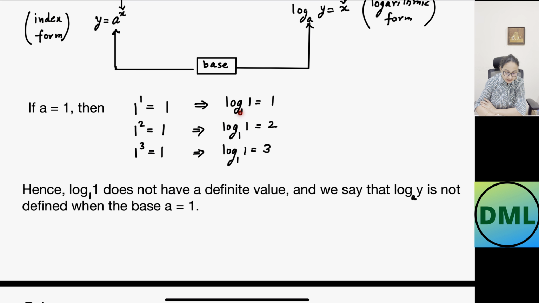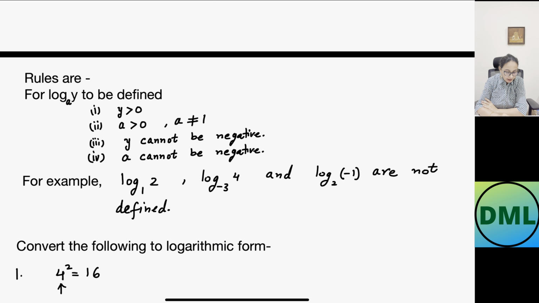In that case, when the base is 1, we can't define the answer because we can get different answers for that logarithm. Let's understand the rules of the logarithm. For log base a of y to be defined, y should be greater than 0. This inside value should be greater than 0. a should be greater than 0 and cannot be equal to 1. a, the base of the logarithm, cannot be 1 and it should be greater than 0. It cannot be negative. y cannot be negative, and a cannot be negative.